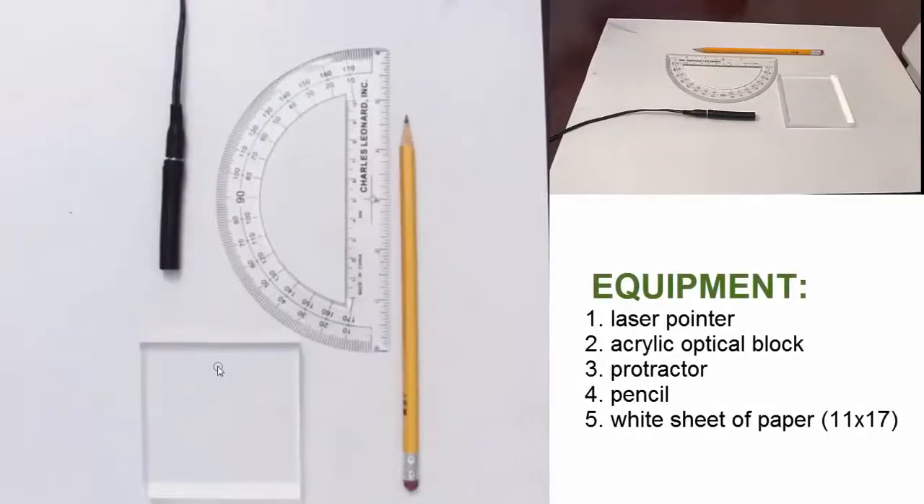We are going to use the following equipment in this lab. Laser diode module. I'm using here an affordable red laser diode module. You can use any other class 1 laser or laser pointer. We are also going to use an acrylic optical block to perform the measurements of the angles. We are going to use the protractor. We are also going to need a pencil and a white sheet of paper.